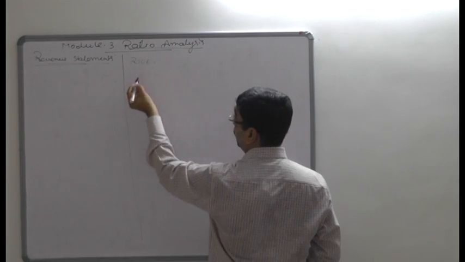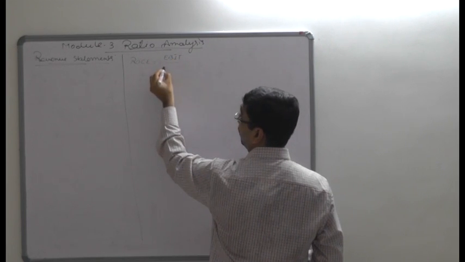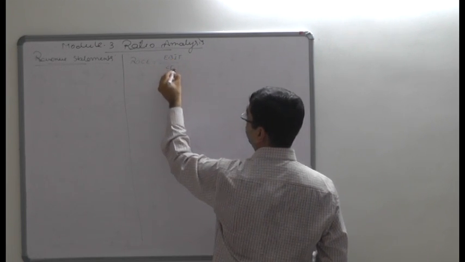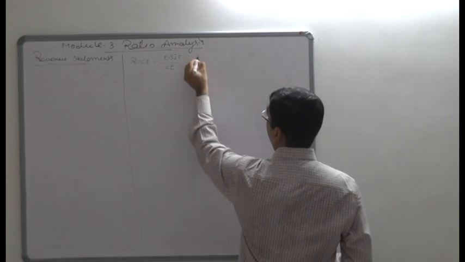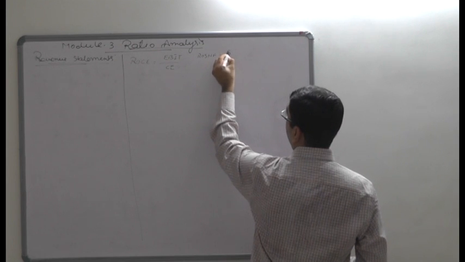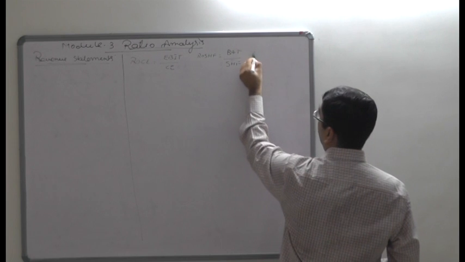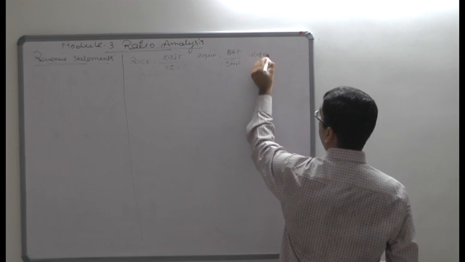ROCE, and the formula for that is EBIT upon capital employed. Then ROSHF, return on shareholders' fund, whose value is profit after tax divided by shareholders' fund. And the third is return on equity shareholders' fund.